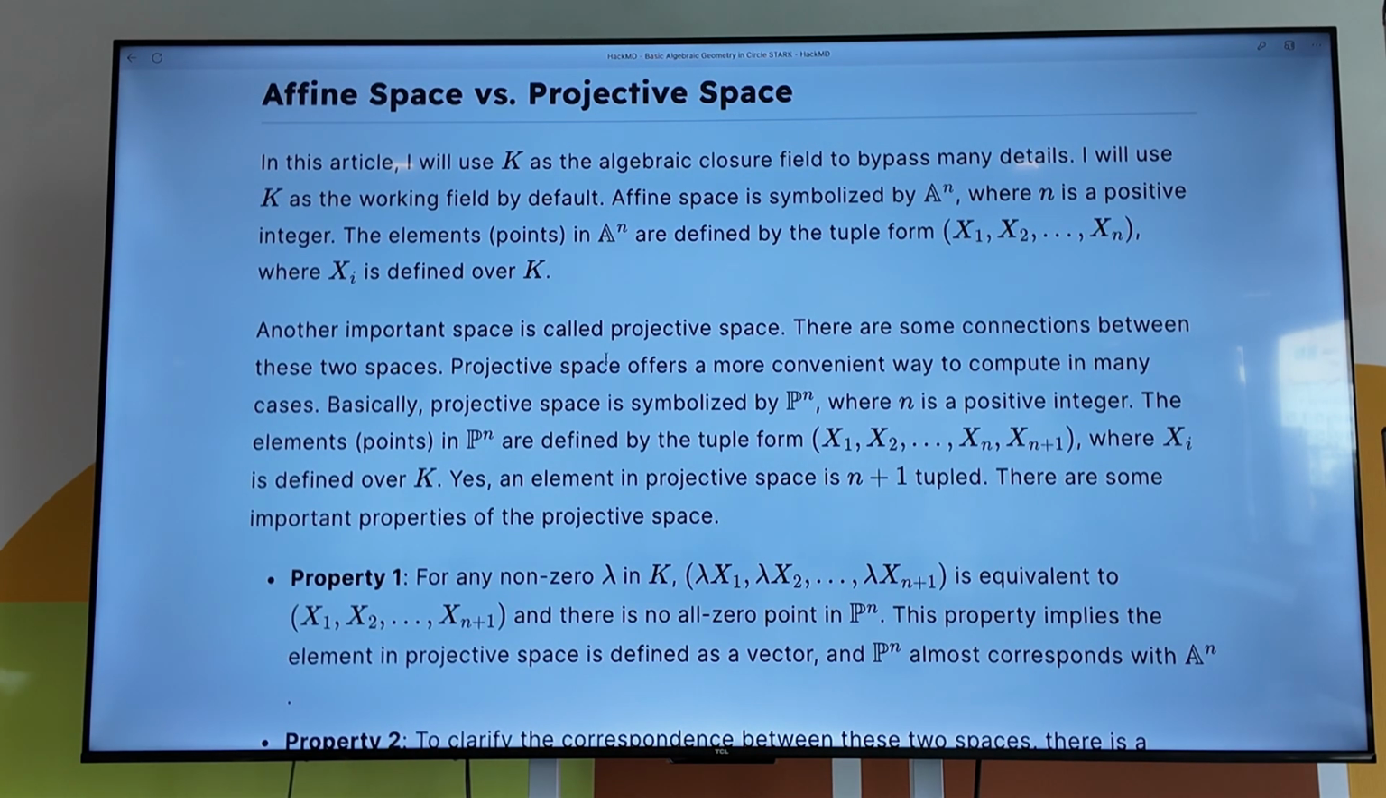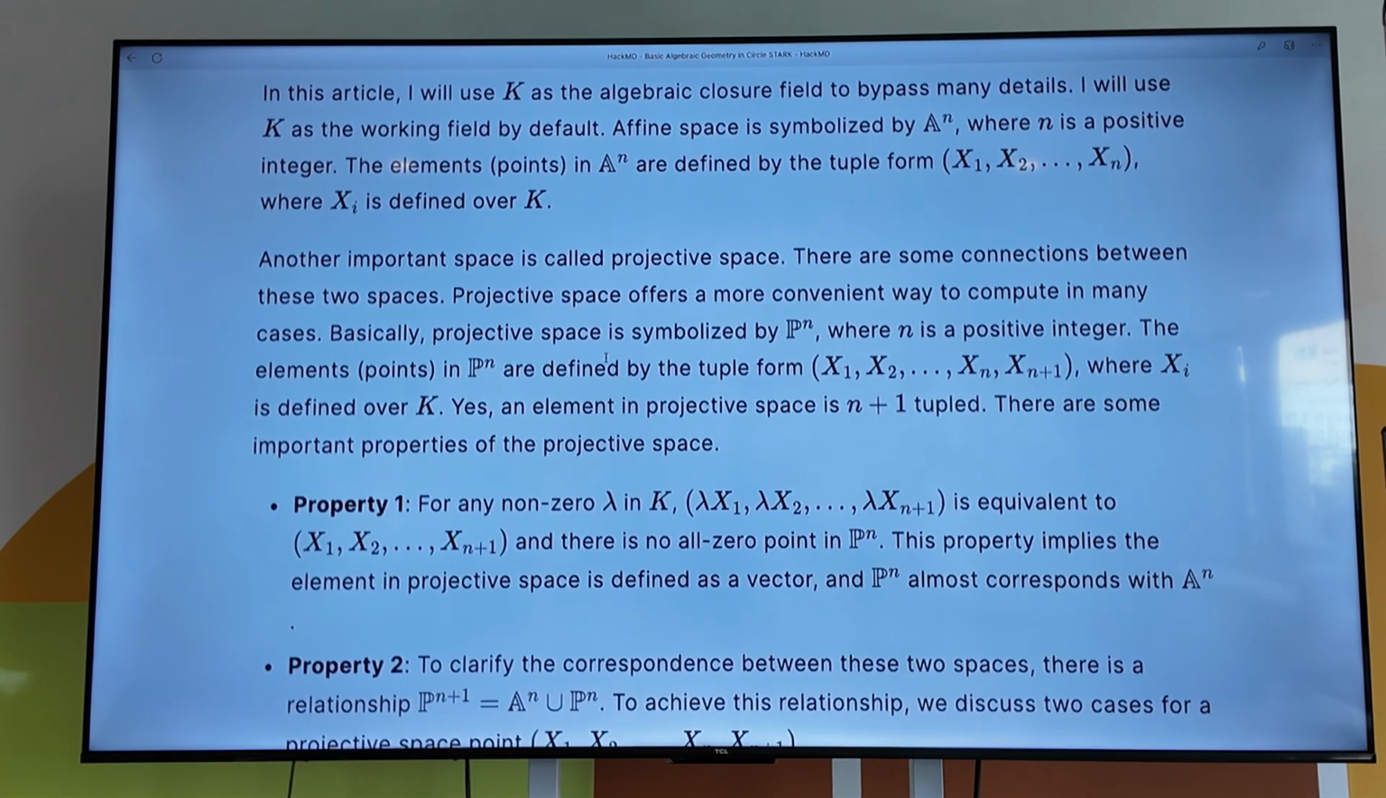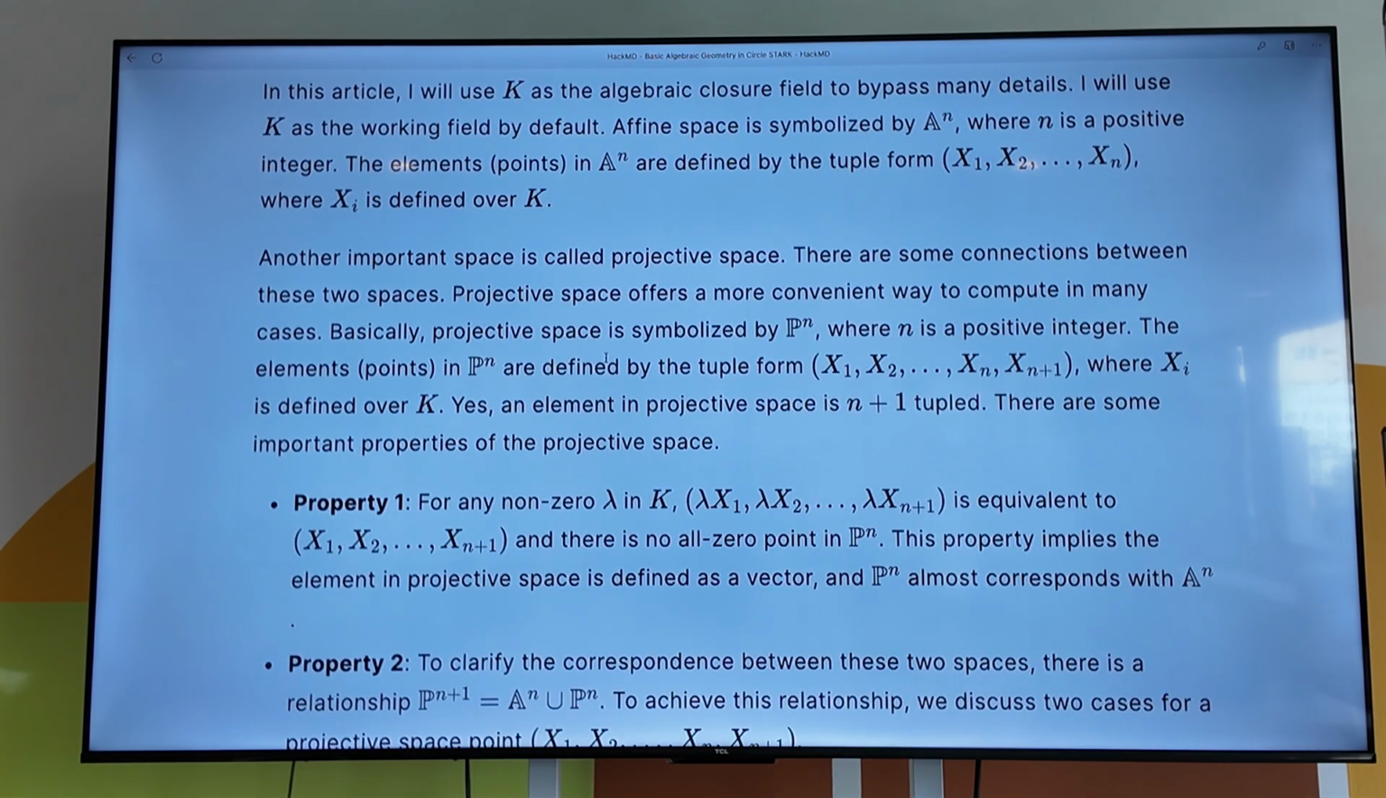So just to recall, two weeks ago I just used a whiteboard to describe some properties of affine space and projective space, but it's not clear. So I just want to quickly review the talk from two weeks ago.